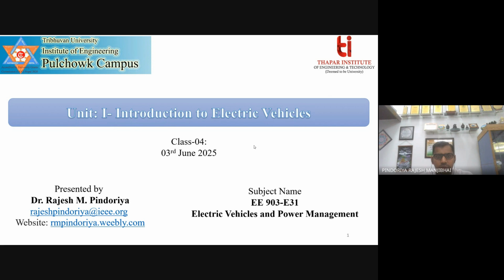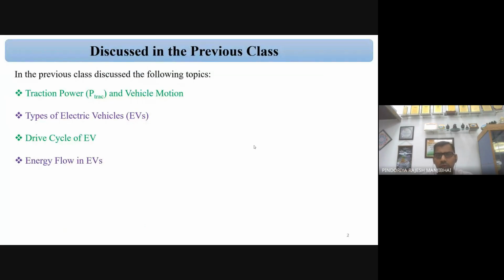So still we are in the first unit, that is introduction to the electric vehicles, and class number 4, 3rd June 2025. In the previous class we discussed the following four topics. The first one is traction power and vehicle motion. Then we discussed types of electric vehicles. We have a total of four types of electric vehicles. Then we discussed the drive cycle: what a drive cycle is, why we use it, what its purpose is, and how we can decide the drive cycle.